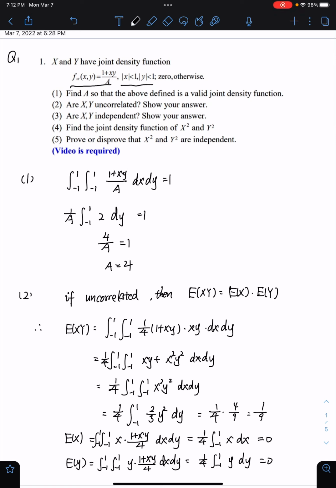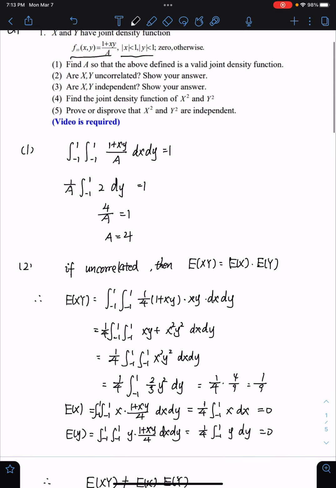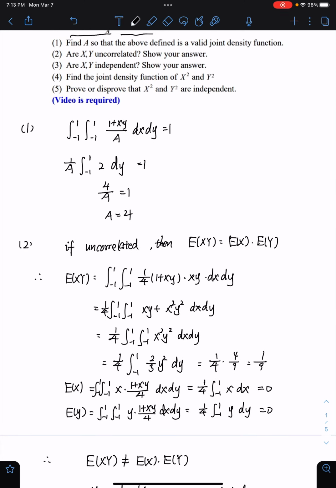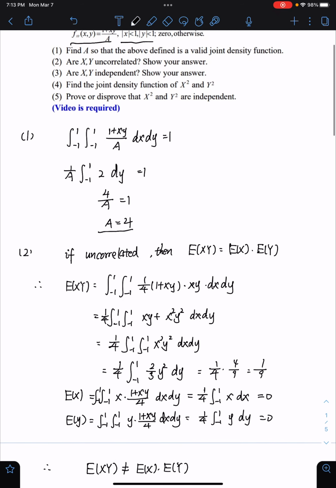According to the definition of joint density functions, the integral of f(x,y) should equal 1. Then we apply the upper boundary and the lower boundary, which are 1 and minus 1 respectively. After that, we can calculate that a equals 4 if f(x,y) is a valid joint density function.